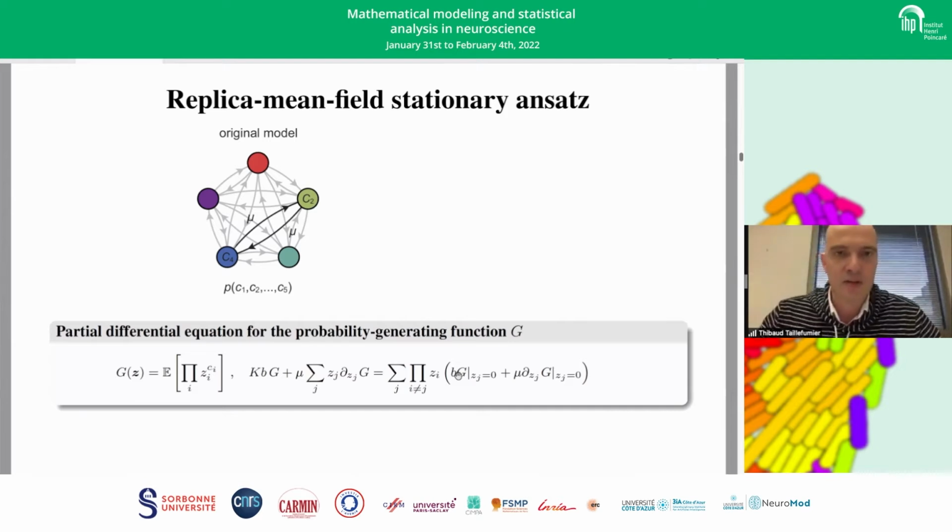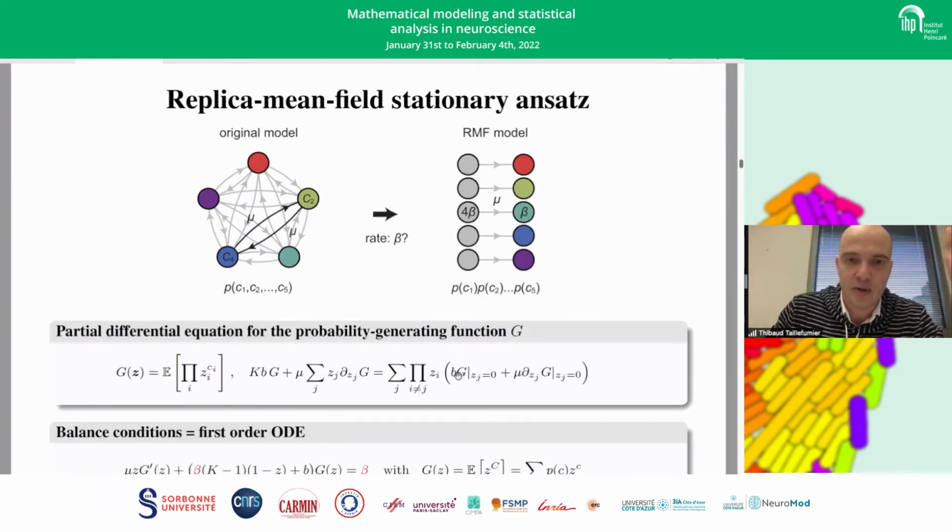So what does replica-mean field do for you? Well, it maps this model onto one where the interactions are basically erased, because you have asymptotic independence. So you erase interaction, and you map your model onto a collection of independent mean field models, where each mean field problem is of the following flavor. You're trying now to solve for a probability distribution of a collection of neurons who will output at some rate beta, knowing that they receive 4 times this output beta because everything is exchangeable. So that's the simplest possible kind of mean field problem you can come up with.